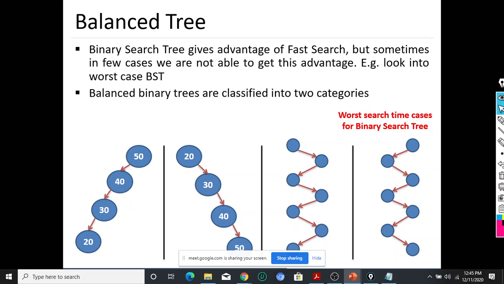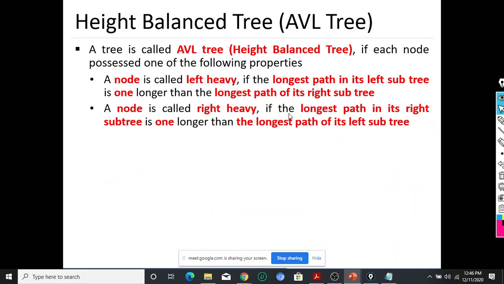Okay, so we will overcome this problem. That means we can improve the binary search tree in such a way that we can get the advantage of searching. So that tree is called a balanced binary tree, classified into two categories. One is called height balance tree, another is called weight balance tree. So here we are talking about the height. So that is called AVL tree or height balance tree. A tree is called an AVL tree or height balance tree if the node possesses one of the following properties.